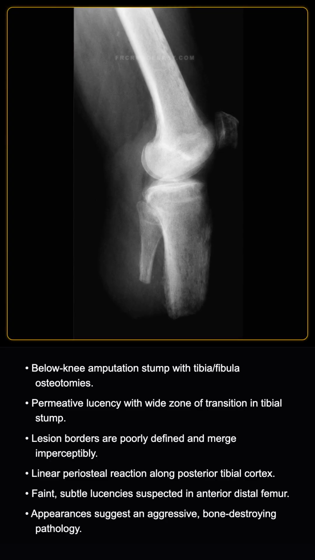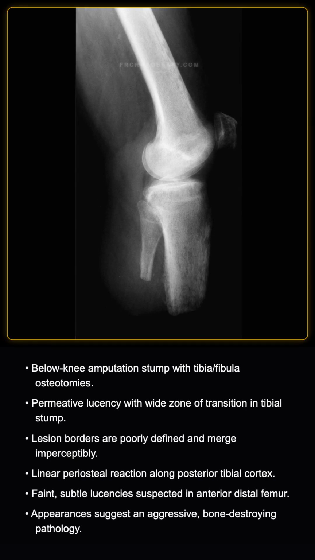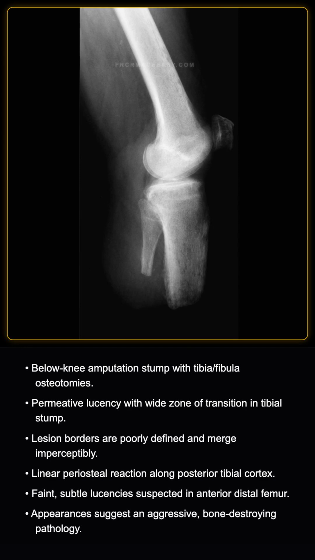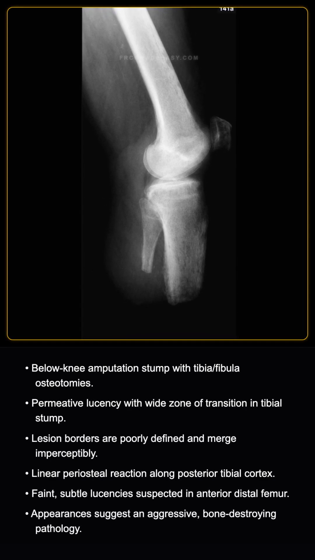Okay, I see it. The radiographs demonstrate a previous below-knee amputation with osteotomies of the tibia and fibula. There is a permeative lucent lesion with a wide zone of transition affecting the distal tibial stump. The lesion has poorly defined borders and merges imperceptibly with the surrounding normal cortex.